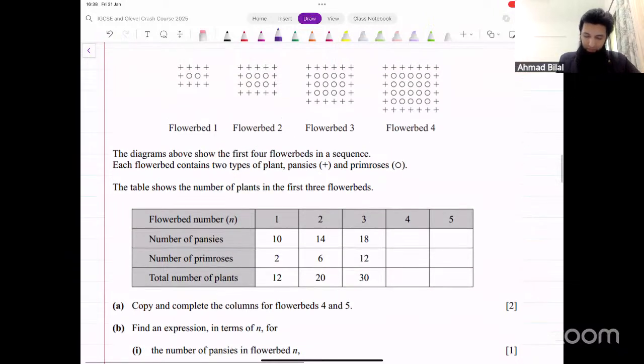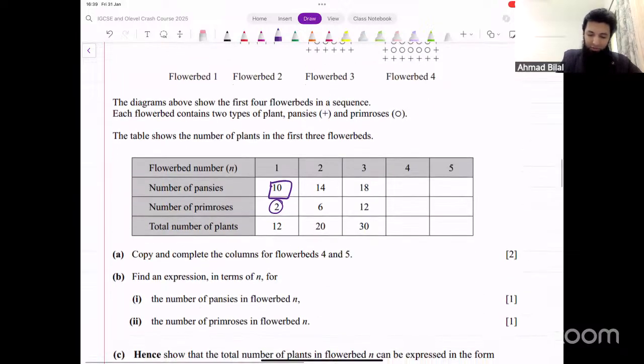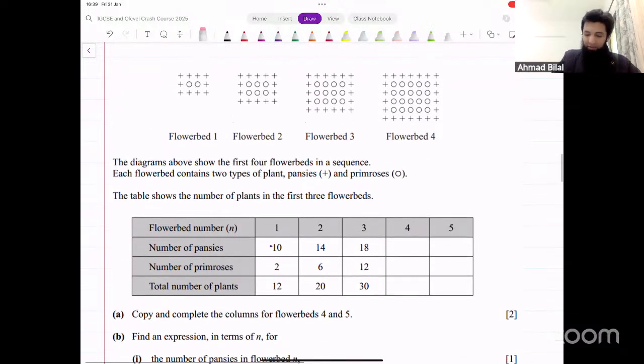Okay, so we have in the first case 10 pansies, these plus signs, and then 2 primroses, that's 2 circles. The same pattern is shown for all the diagrams. In fact, for the first 3 diagrams, you can see that pattern in the table below. And then you have the total number of plants as well, which is just the sum of the 2 numbers above.